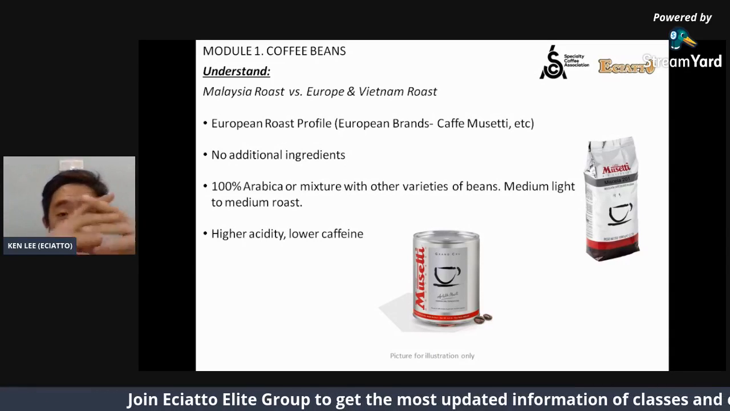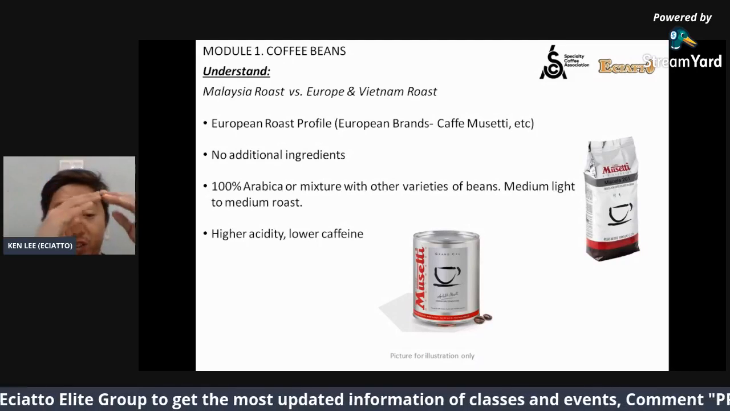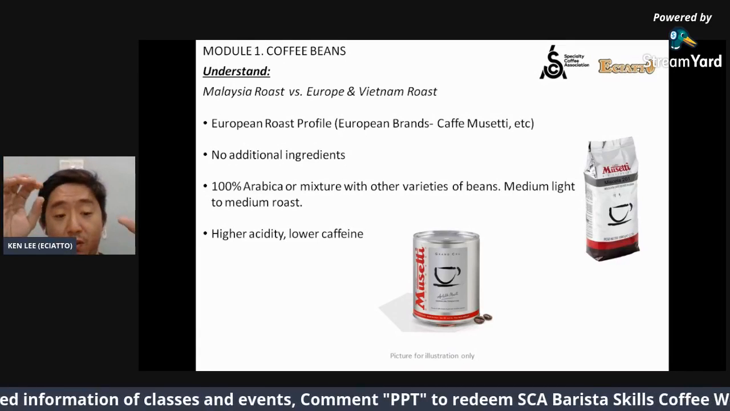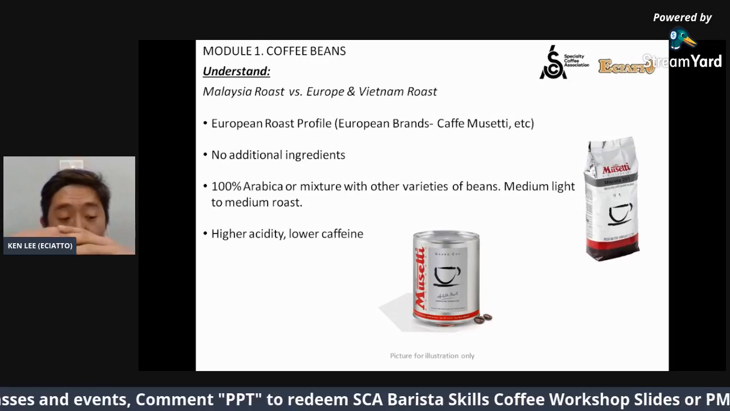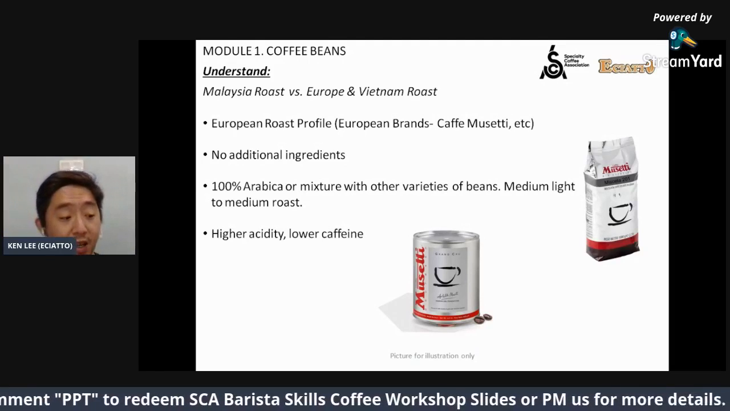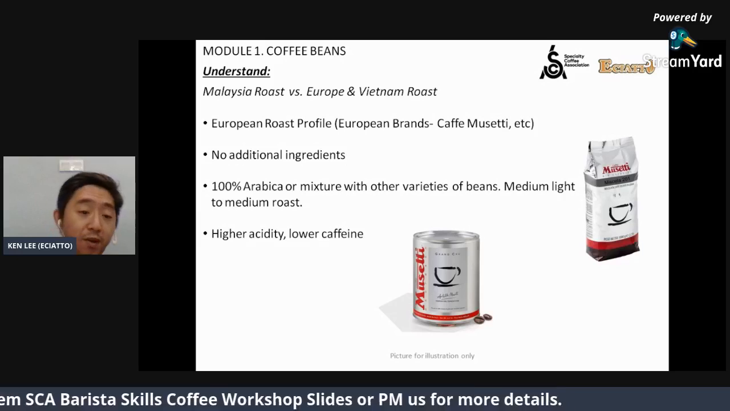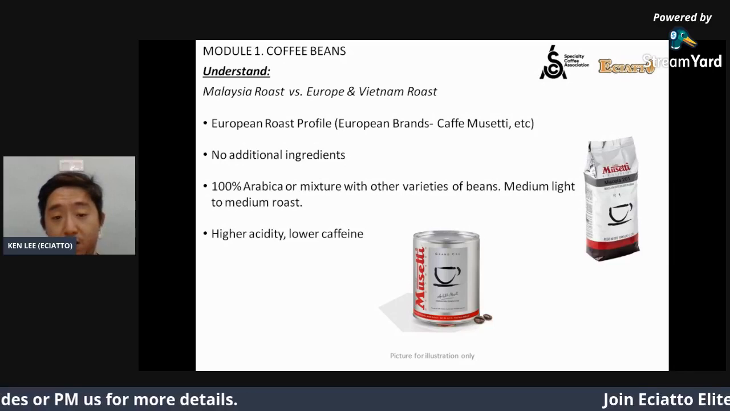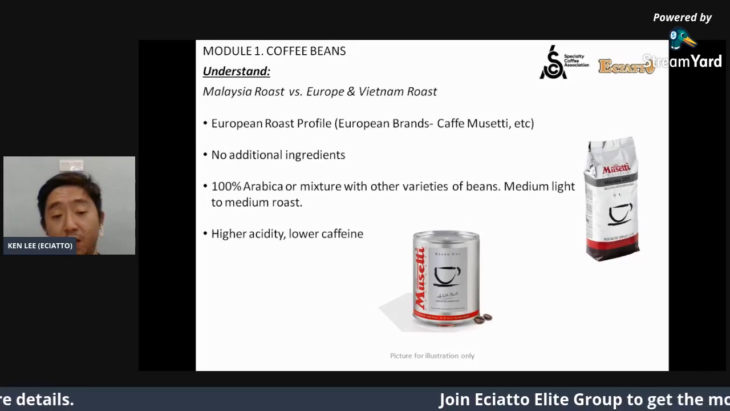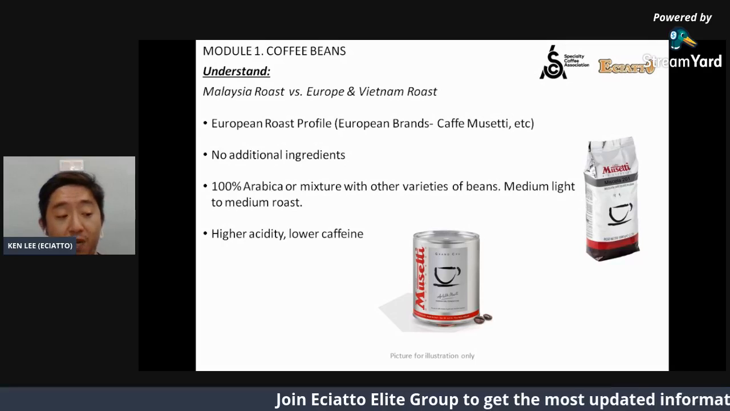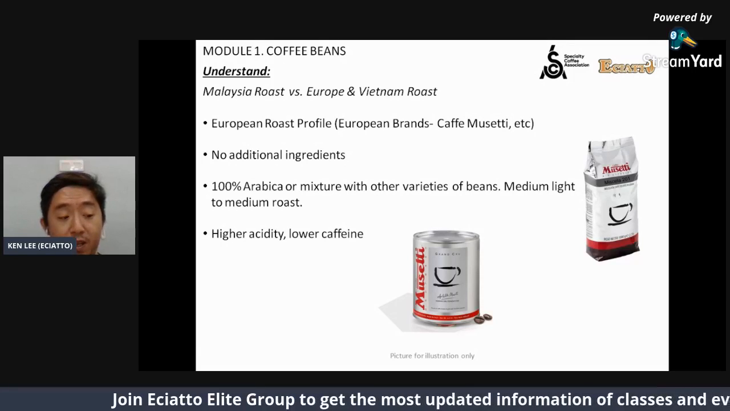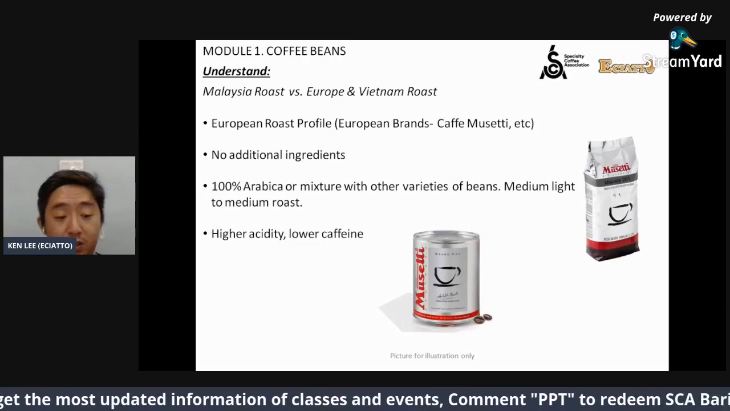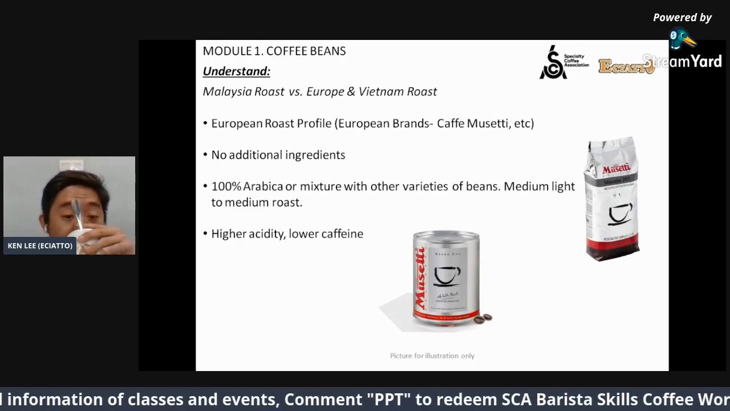Then they will always pack in either vacuum pack or a tin, a 3 kilo tin. It depends on what you're looking for. The main profile found in the Italian blend is higher acidity and lower caffeine. Comparing with species, for those who already went through our session the week before on coffee bean information, Arabica coffee beans do contain lower acids compared with Robusta. It's about 2 times higher for Robusta compared to Arabica.